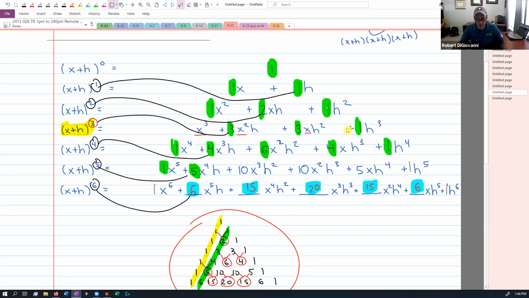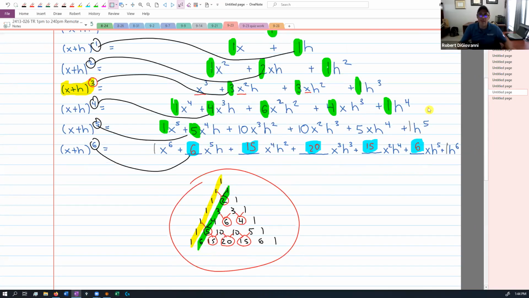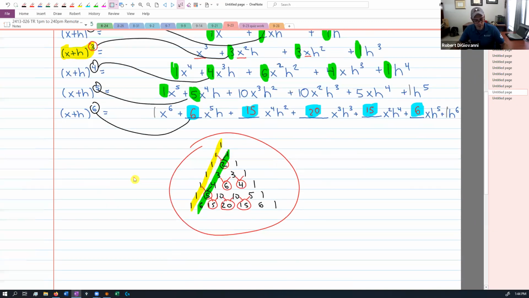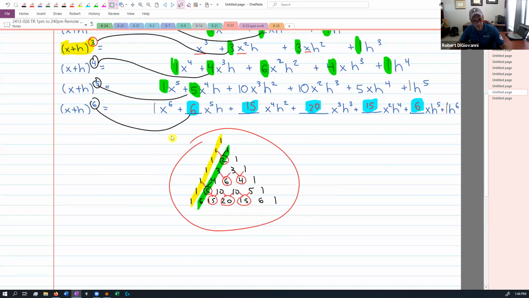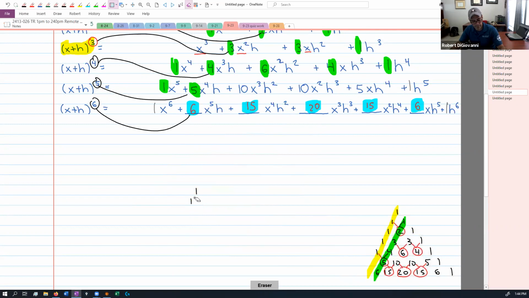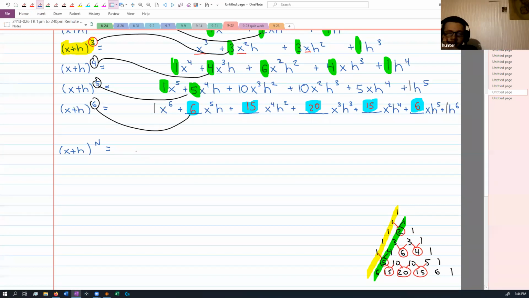Okay, here we go. Let me recap. Let's just do it right here. I'm gonna move this out of my way. Okay, so let's say we had x plus h to the nth power. What can you tell me about the very first term? It would be 1x to the n. Okay, agreed.